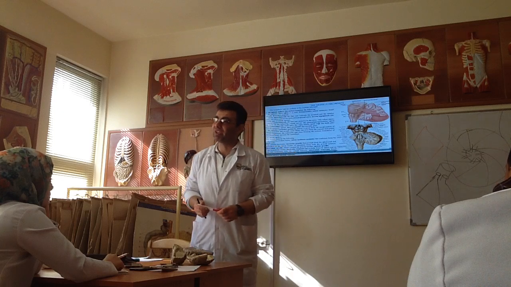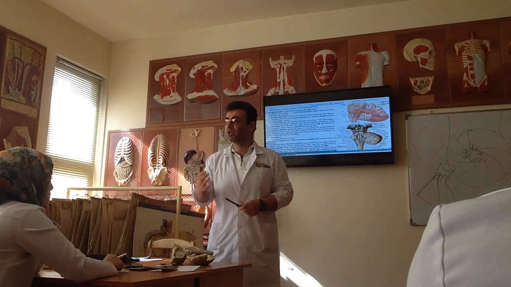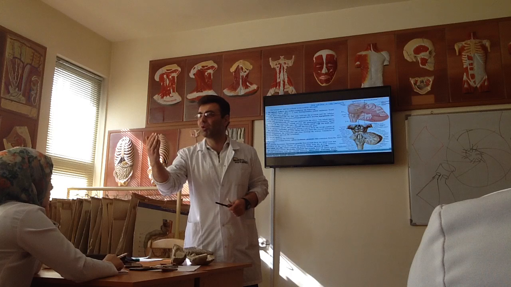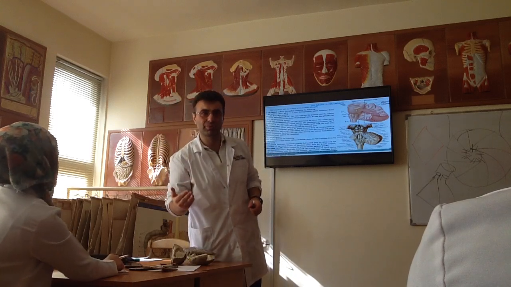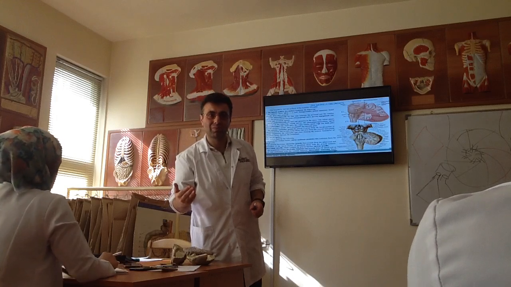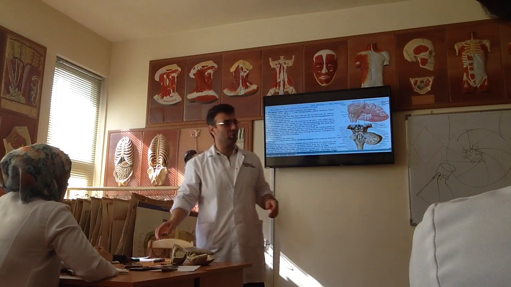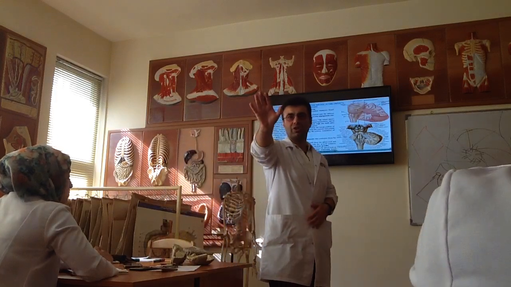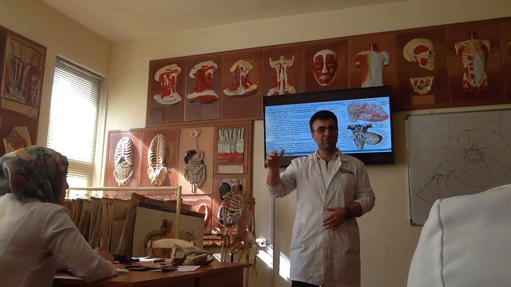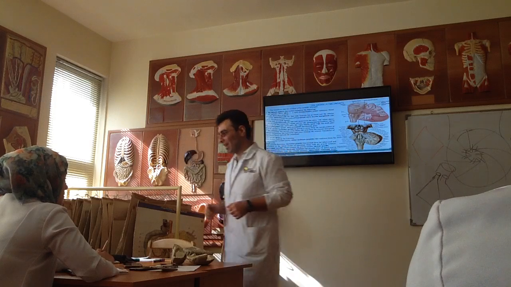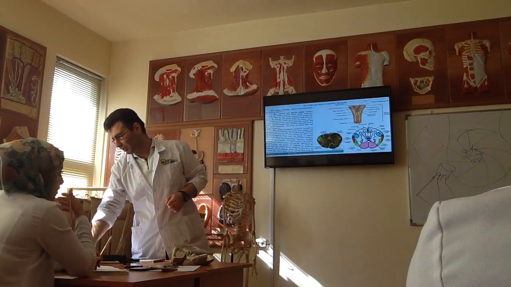Remember please, fossa rhomboidea is located not only in the posterior surface of medulla oblongata, but also in the posterior surface of the pons. Is it understandable for you? My friends, I showed you the most important structures in the anterior surface, lateral surface, and posterior surface. Now write please, next topic.